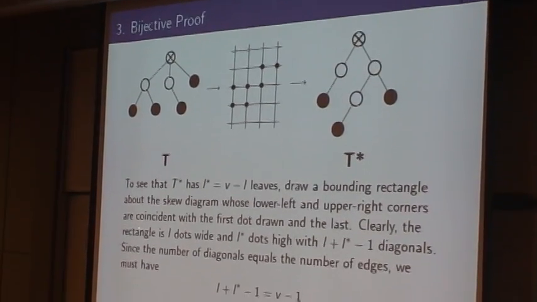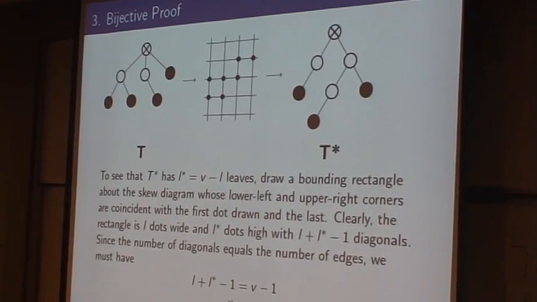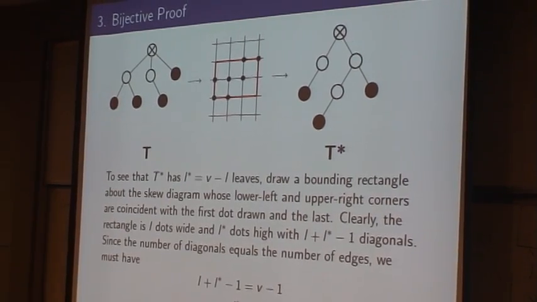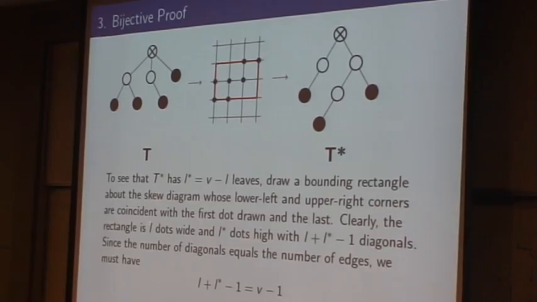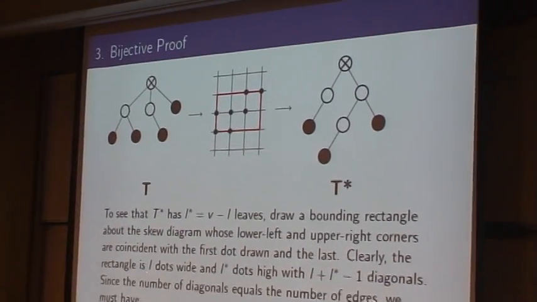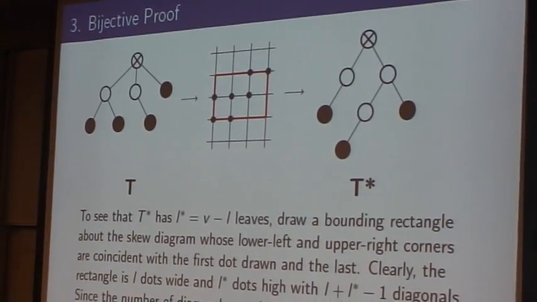In order to see that T star has, of course, V minus L leaves, all you have to do is draw a bounding edge like I did here. A bounding rectangle about the skew diagram whose lower and upper corners are coincident with the first dot drawn, and so on. Then this rectangle has L dots, obviously, by our construction, and L star dots.